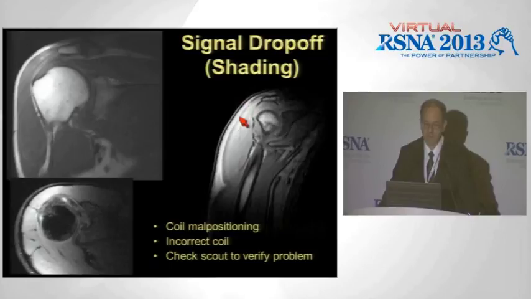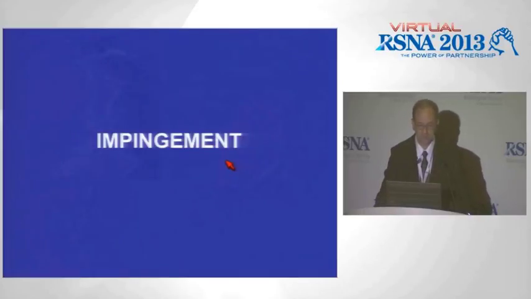A good way to do that, as Dave Rubin has pointed out in the past, is to look at the scout image. That shows you the concentration of signal that will tell you where the coil was positioned.